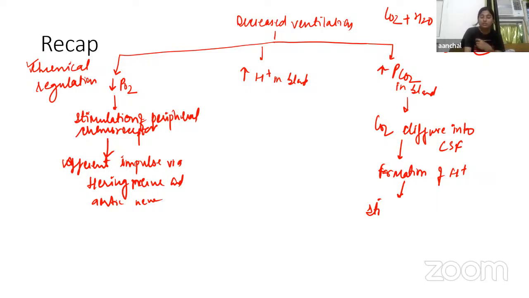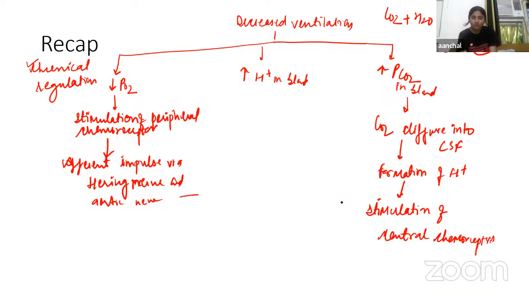Now, the hydrogen ion stimulates the central chemoreceptors. From the central chemoreceptors, excitatory impulses are sent to the dorsal respiratory group of neurons, and they will increase the ventilation. So both from here and from here, there will be stimulation of DRG, and it will lead to increased ventilation.